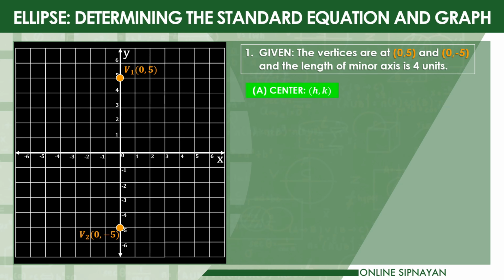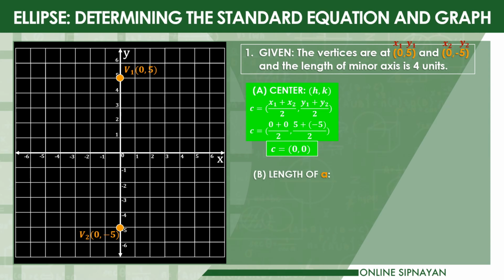Next, we're going to solve for the center by using the midpoint formula on the given vertices. So we can say that x sub 1 is 0, y sub 1 is 5, x sub 2 is 0, and y sub 2 is negative 5. So by substitution, we'll have C is equal to (0 plus 0 all over 2, comma 5 plus negative 5 all over 2). Simplify, we'll have a center at (0, 0).